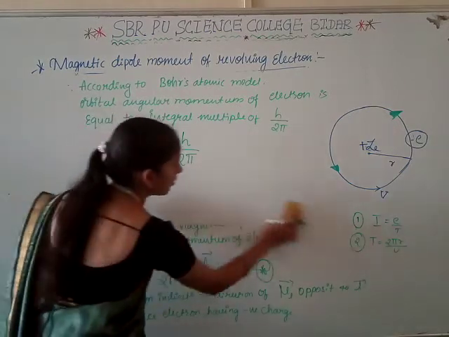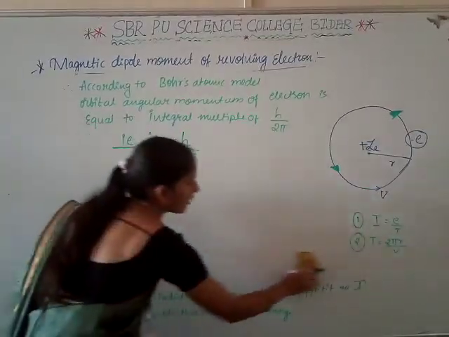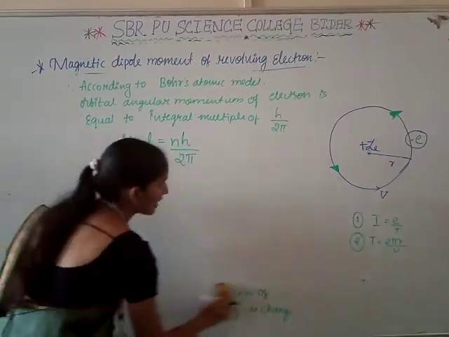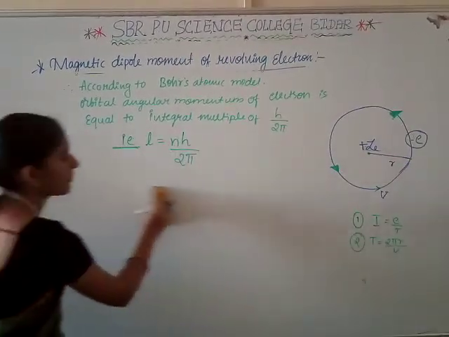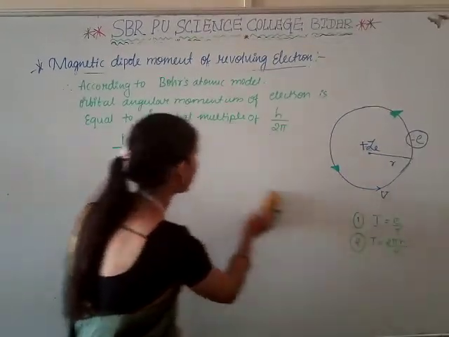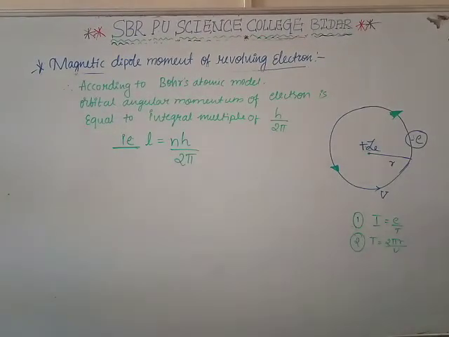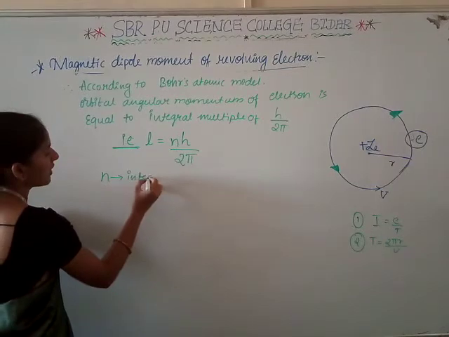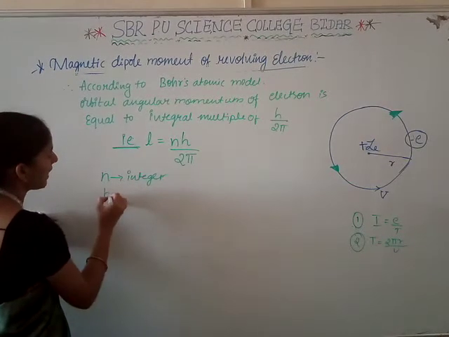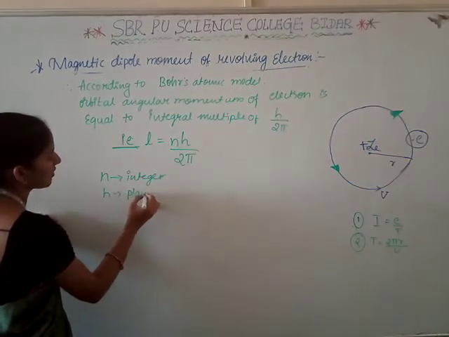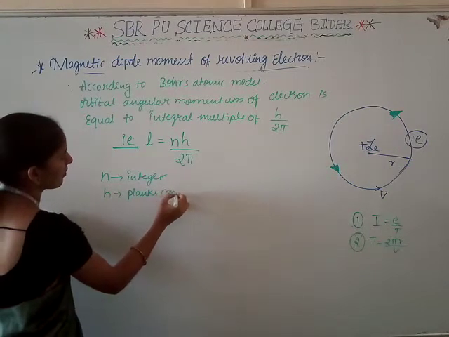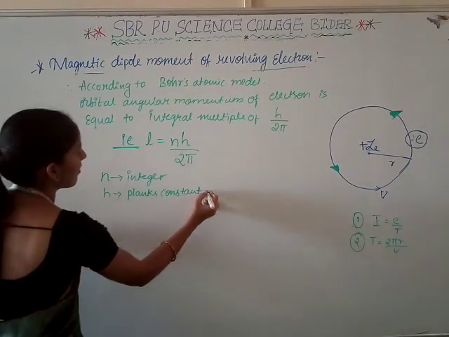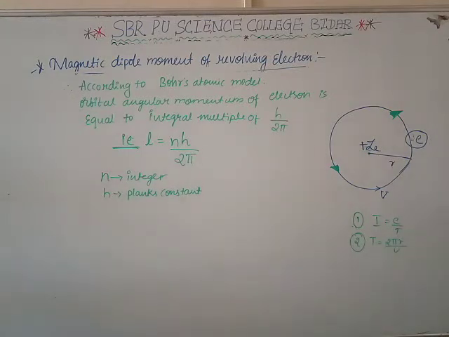By the Bohr atomic model, the angular momentum is equal to an integral multiple of h divided by 2π. Then we can write L is equal to nh divided by 2π, where n is the integer and h is Planck's constant.